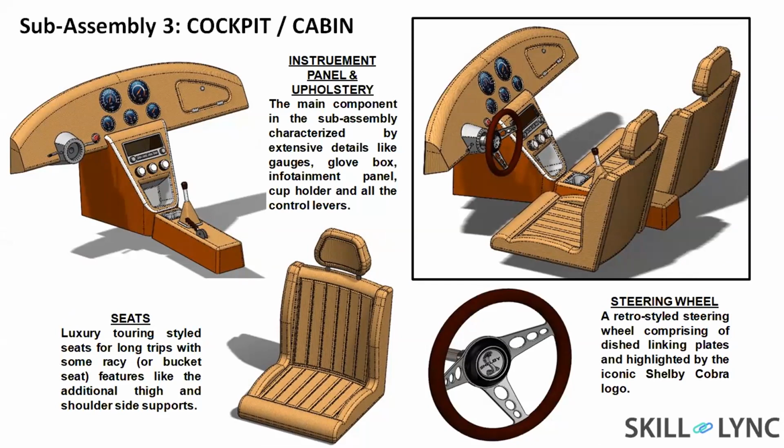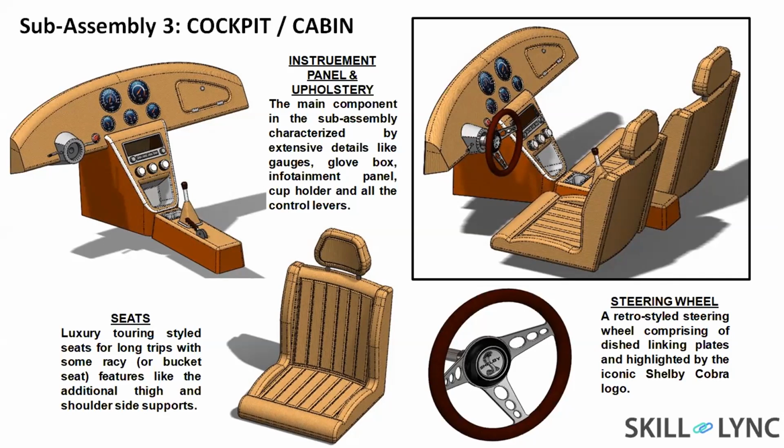I still incorporated some racy bucket style features like the side and shoulder support. For the steering wheel, since this is a 1960s car, definitely I had to take the retro style steering wheel, the dished style with the iconic Cobra symbol, and these were all assembled together to create the cabin. I also added some decals to make it more interesting.